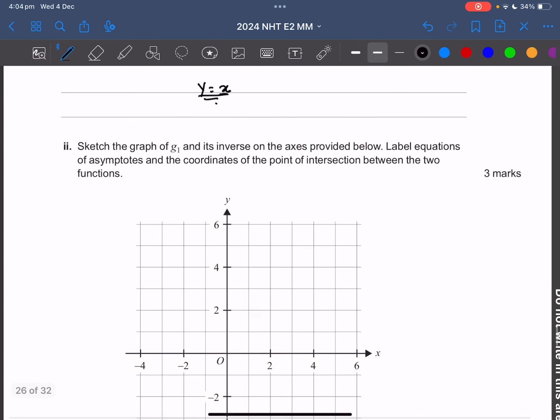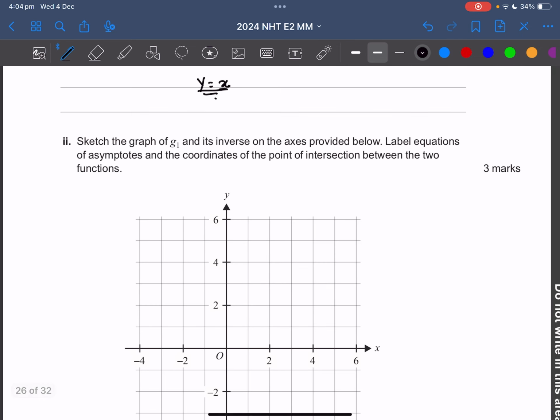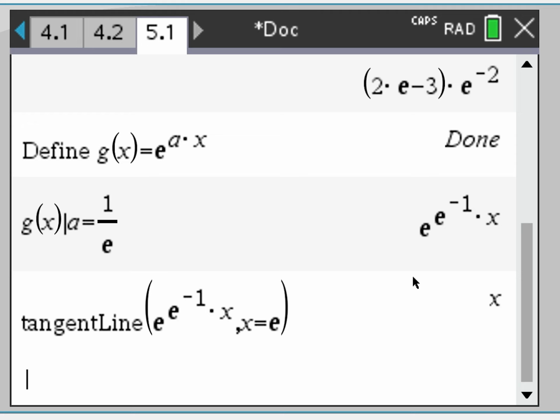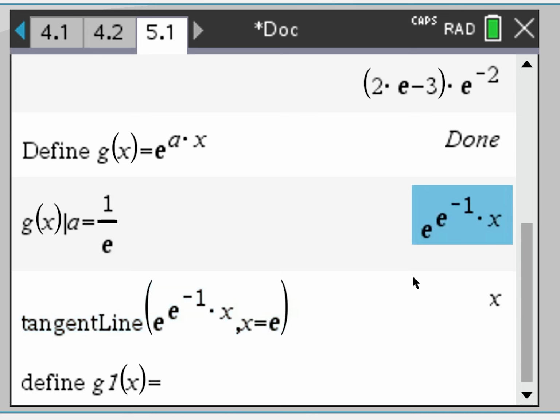Sketch the graph of g1 and its inverse on the axis provided below. Label the two equations of asymptotes and the coordinates of the point of intersection between the two functions. So in that case, I'm going to define the g1 function. So define g1 of x. Actually, let's just define g of x as that.